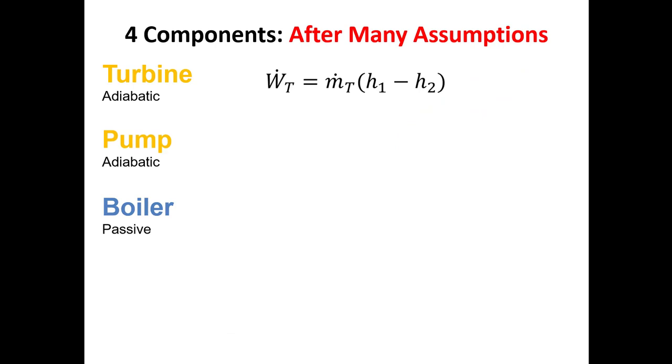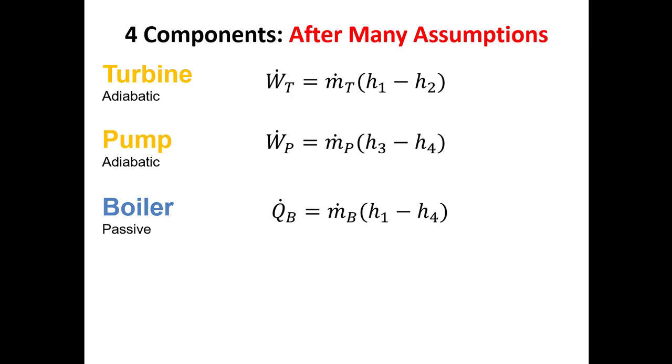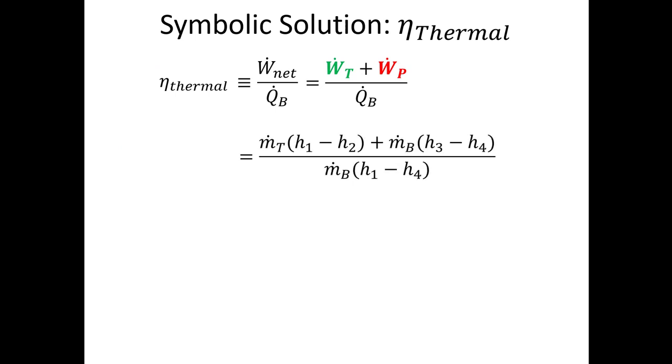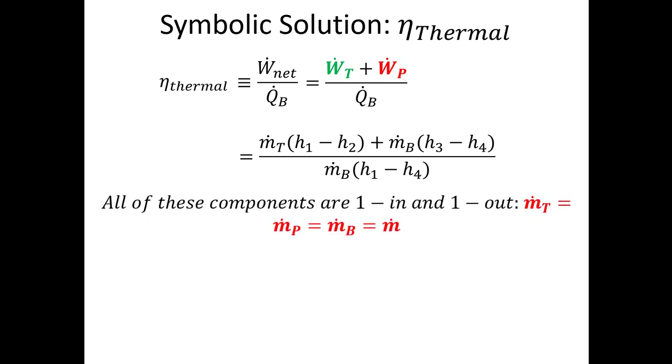And when I do that, I find that the turbine power is m dot times h in minus h out. The pump power is also m dot times h in minus h out. And the boiler is m dot times h out minus h in. So now I can take the symbolic solution that I had before and add these equations that give me a more specific definition of what those powers and heat additions are.